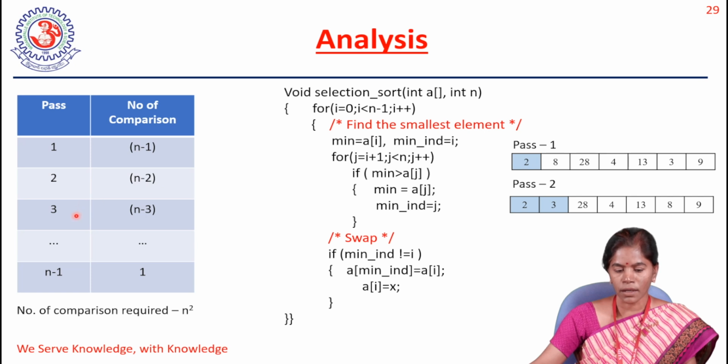Similarly, in the third pass, n minus 3 comparisons. Fourth pass, n minus 4 comparisons. Likewise, it continues. So only n minus 1 passes are required. At the end, we do only one comparison. So when we check everything totally, we need n square comparisons. The number of comparisons required for selection sort is n square.